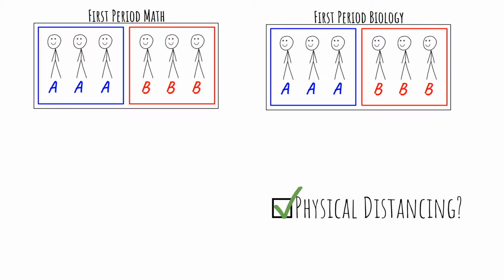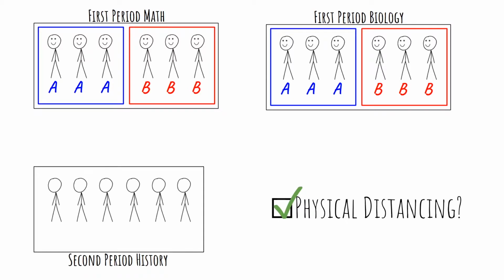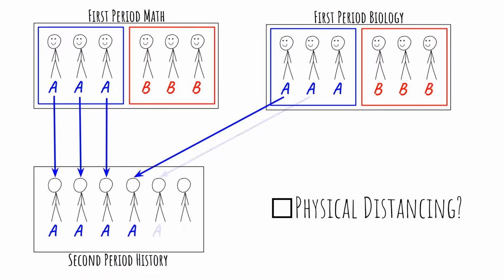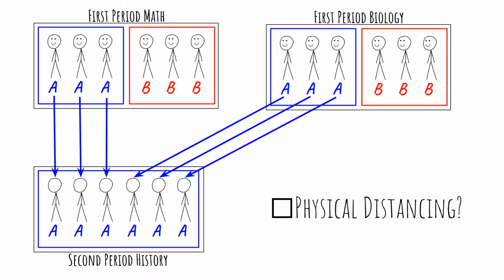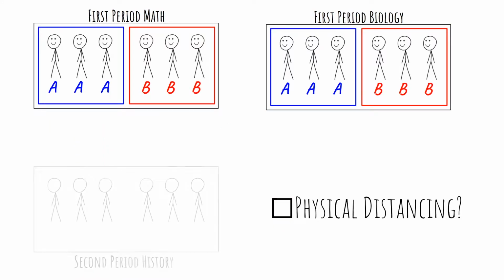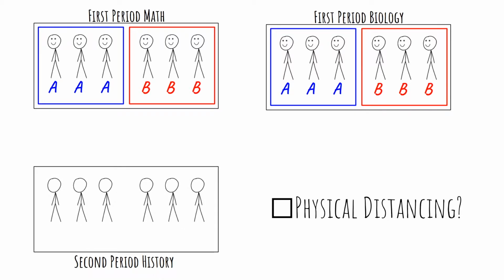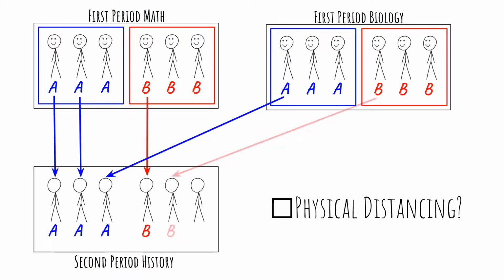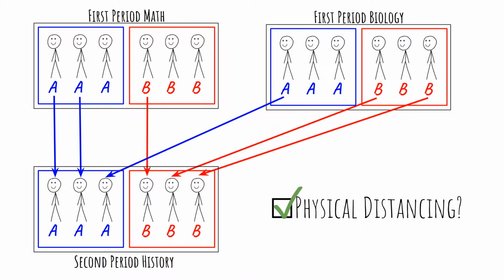However, if we're not careful with how we assign students to these cohorts, we're likely to end up with some classes that have an excess of A's and no B's, or vice versa, which would make physical distancing impossible. On the other hand, if we use more advanced techniques to assign students to our cohorts, then we could try to make sure that physical distancing is possible in every single classroom throughout the day.